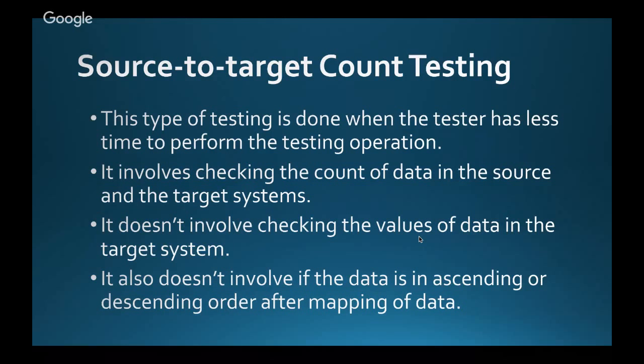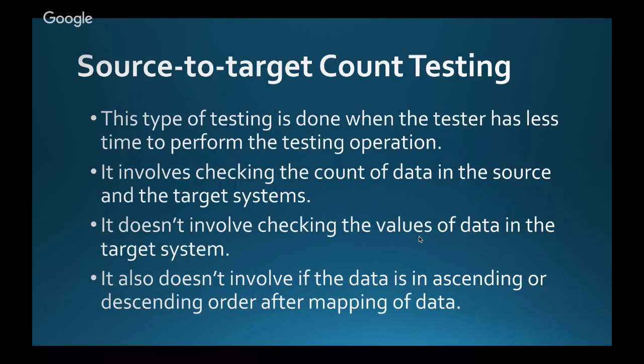Source to target count testing. This type of testing is done when the tester has less time to perform the testing operation. When the tester has less time, he can go ahead and do source to target count testing just by counting the numbers and not going into the data in detail. It involves checking the count of the data in the source and target systems. Like, okay, in the source system and target system, the number of rows and columns, or whatever data has been entered in source and target, it is matching. It does not involve checking the values in the data because time is less.